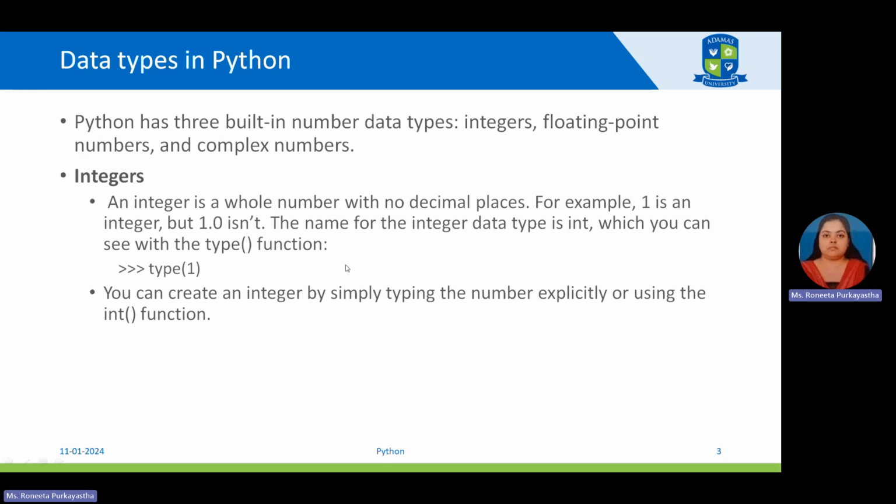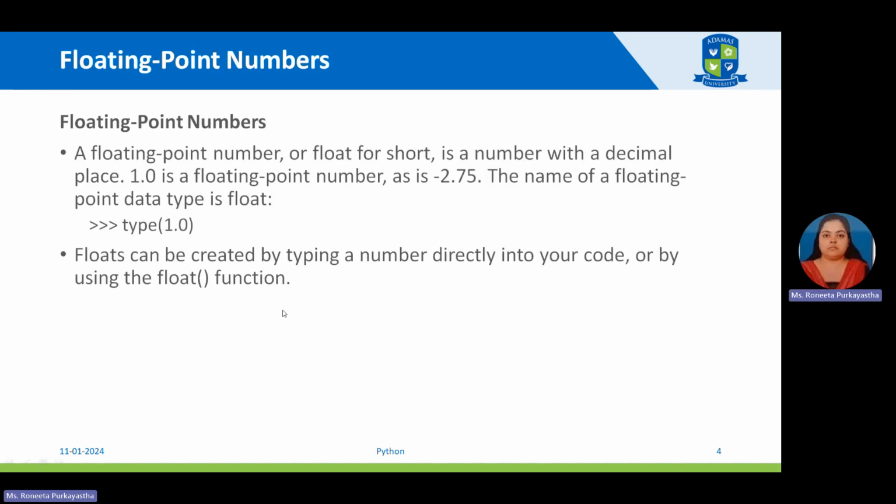So let us see the next data type, which is a floating point number. Already I mentioned in the previous slide that a floating point number is a number with a decimal place. Okay, so 5.0 or maybe minus 6.0, these are all coming under the floating point data type. Here also we can use the type function and pass the particular floating point value into the type function. Floats can be created by typing a number directly into your code or by using the float function.